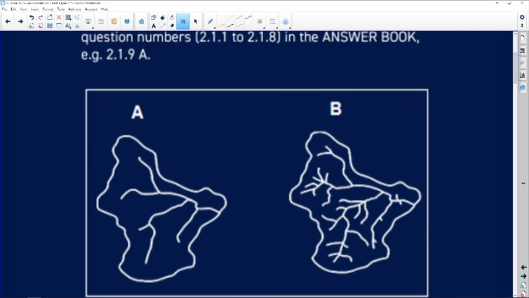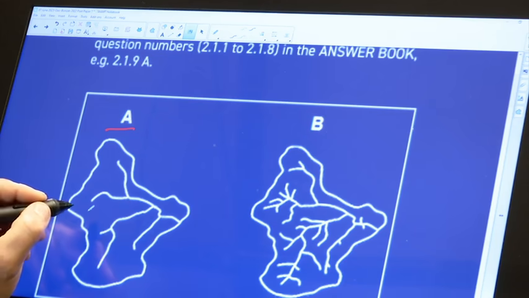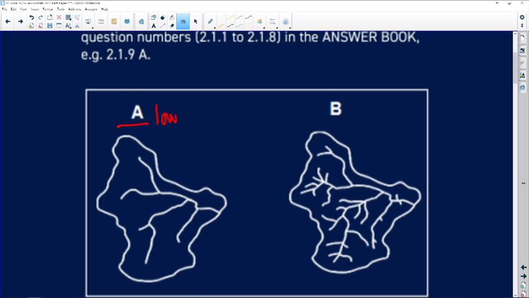Okay, but before we look at the question, let's just quickly look at the diagrams that have been provided. Immediately, if I look at drainage basin A, I can see a lot fewer tributaries. Okay, so I'm definitely going to say this is low density. And if we look at B, many more tributaries, so that's going to be a high density.